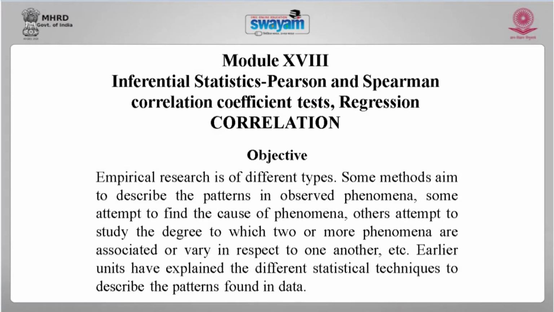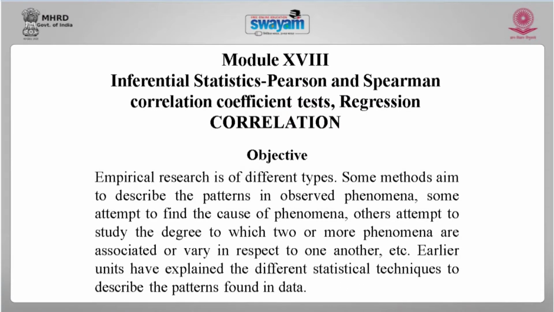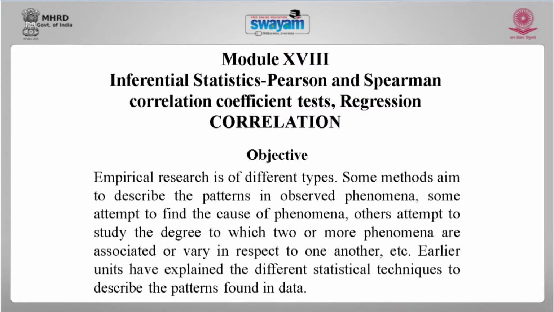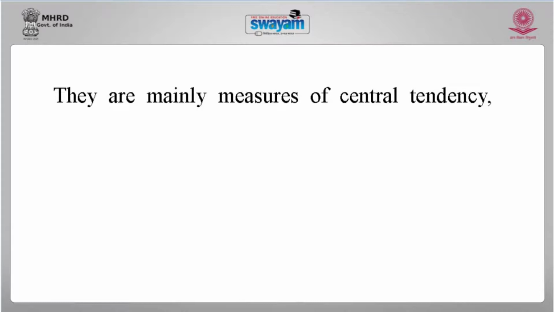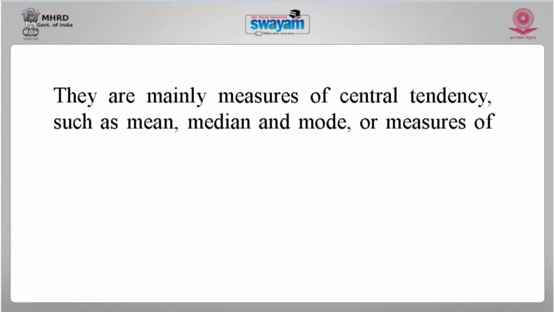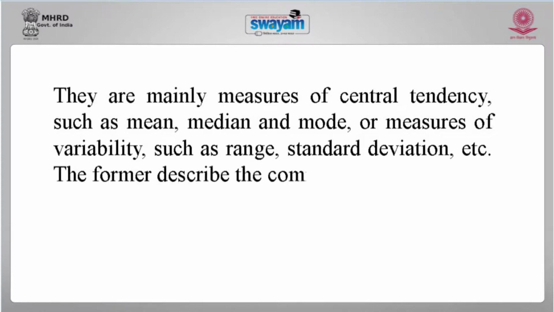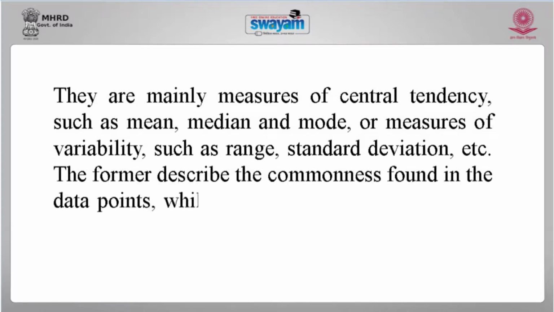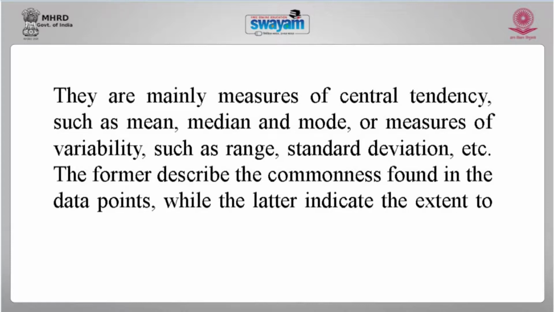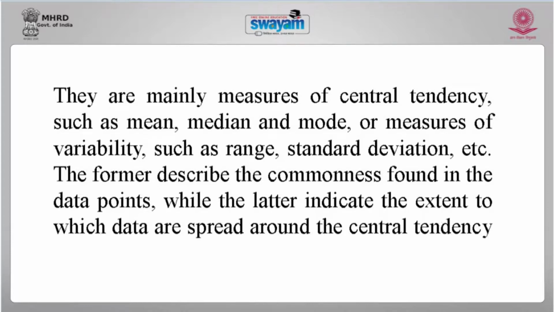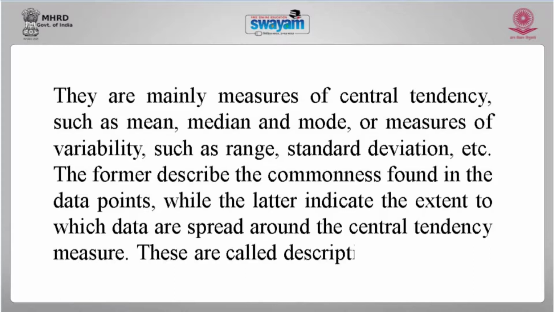Earlier units have explained the different statistical techniques to describe the patterns found in data. They are mainly measures of central tendency such as mean, median and mode, or measures of variability such as range, standard deviation, etc. The former describe the commonness found in the data points, while the latter indicate the extent to which data are spread around the central tendency measure. These are called descriptive statistics.